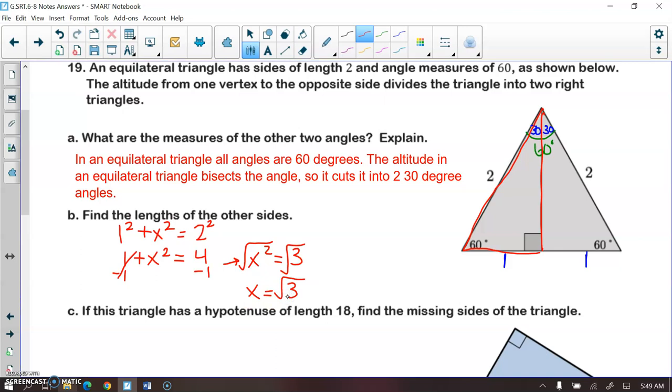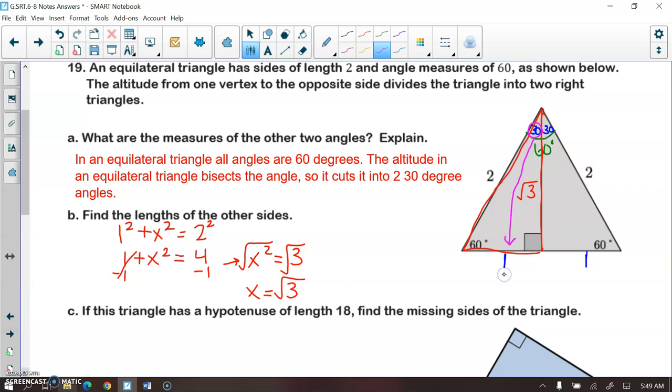Okay, so the other leg is the square root of 3. This is the general rule or pattern for a 30, 60, 90 right triangle. The side across from your 30-degree angle is called the shortest side. The shortest side is always across from the smallest angle on your triangle.